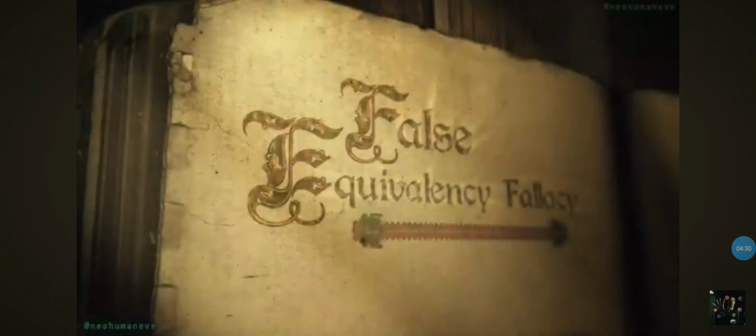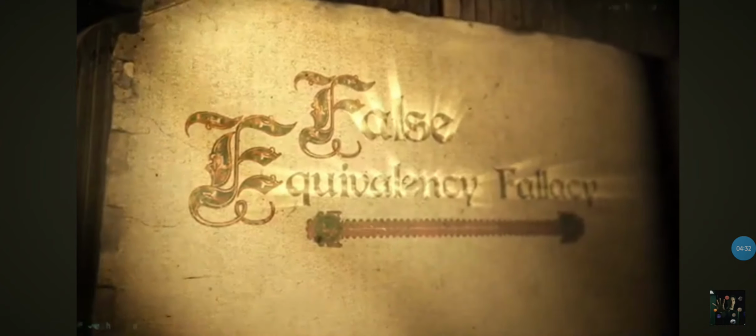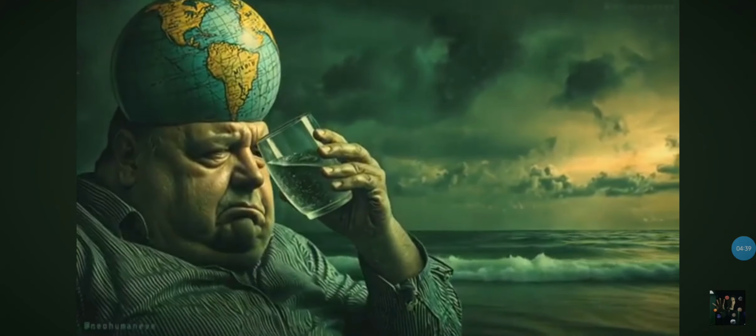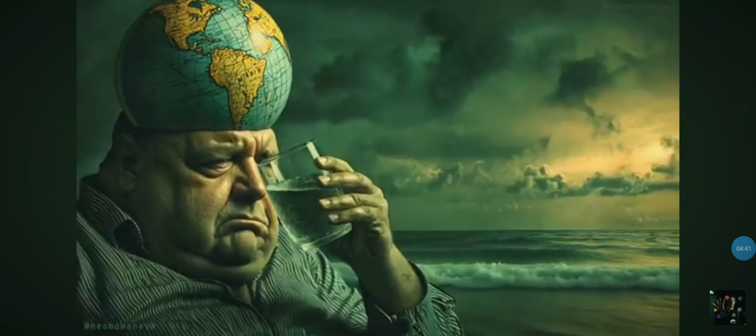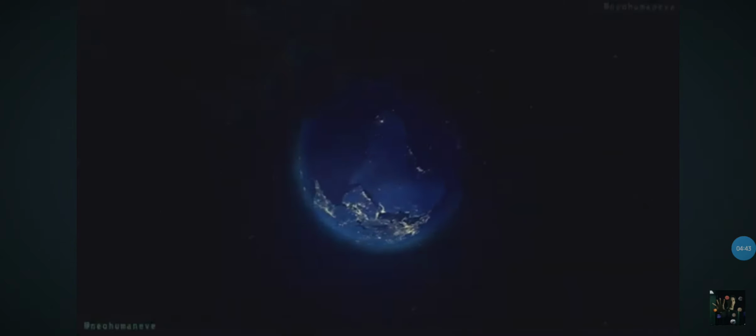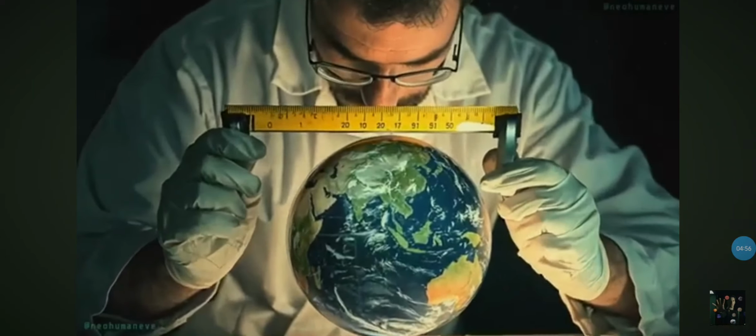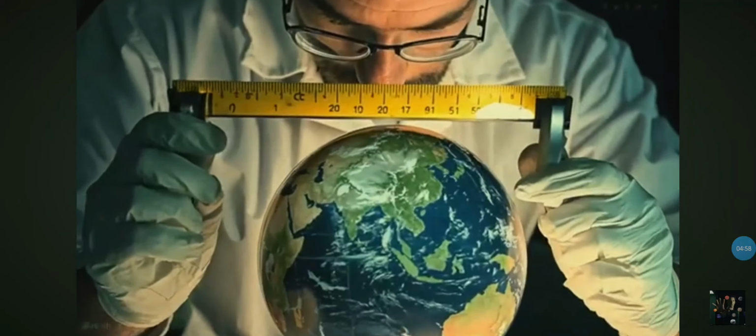Number 5, the false equivalency fallacy. This fallacy occurs when comparisons are made between situations that are not sufficiently alike, leading to misleading conclusions. For example, globe earthers claim that the world's vast oceans curve around a sphere, displaying and holding thousands of miles of surface convexity without any containment. However, there is no measurable curvature anywhere on Earth, and no evidence that water behaves in this way.